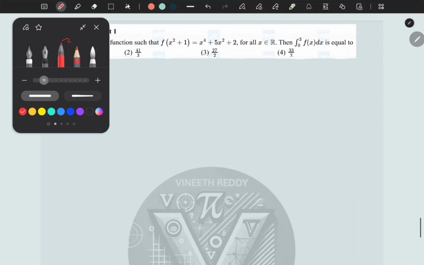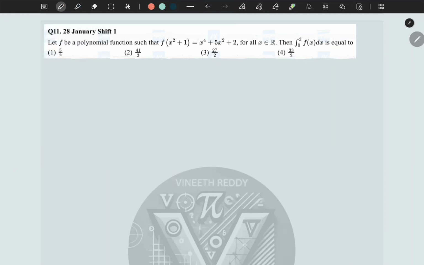Next question says, let f be a polynomial function such that f of (x square plus 1) is equal to x power 4 plus 5x square plus 2. Now this is a very standard type of question, and we know this type of questions. How do we solve this? We will try to express the right hand side in terms of x square plus 1. See, once we get the value of f of x, then the question is done.